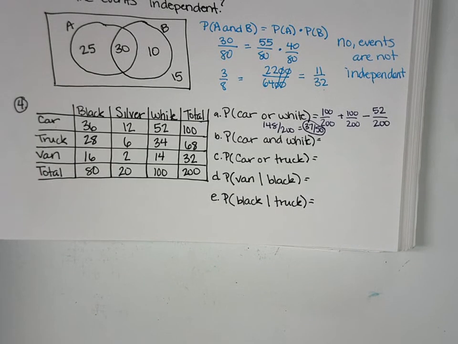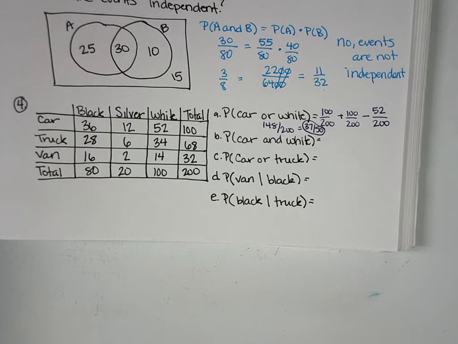Okay. So for the next one, car and white. Are those mutually exclusive? So when you're looking at a table, what you're looking at is, do they cross? Yes. Then that means they're not mutually exclusive.